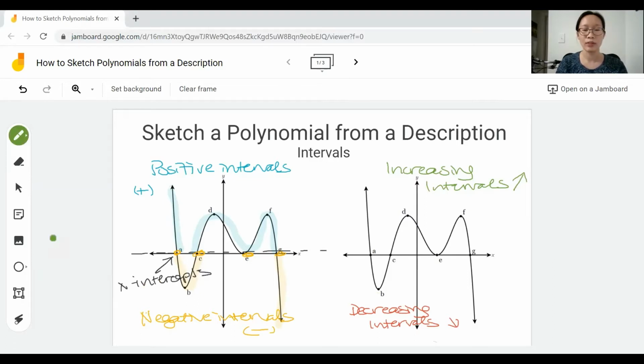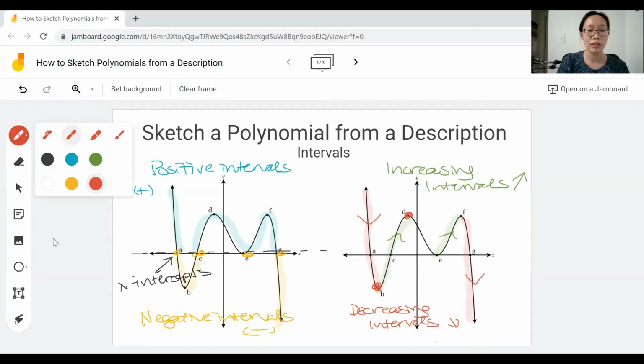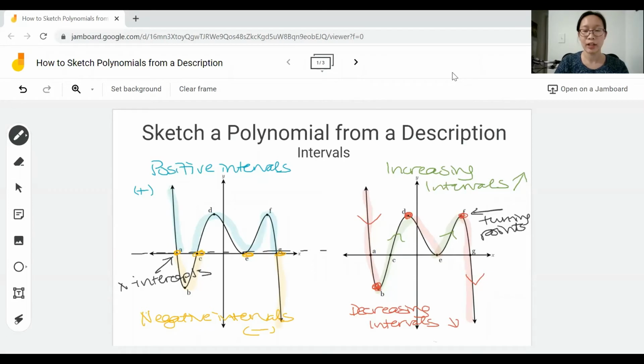Our second kind of interval are increasing versus decreasing intervals. Increasing intervals are the parts of the graph that go up. It doesn't matter whether it's above or below the x-axis, what matters is the direction, up. Decreasing intervals are the parts of the graph that go down. So again, we're only interested in the direction here, whether it's going up or down. So these points where it turns around, where it changes from increasing to decreasing or decreasing to increasing, these are called our turning points. Let's take a look at how we can use this information to sketch a graph when they give us the intervals.